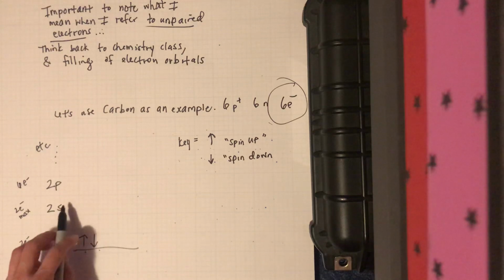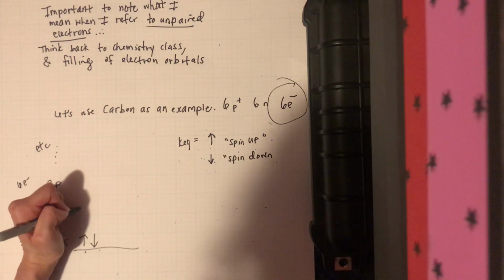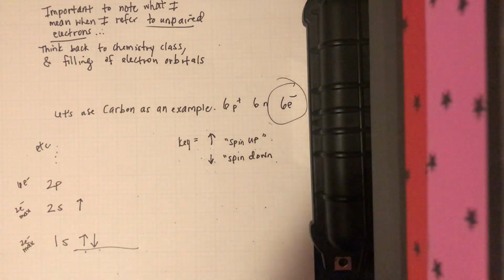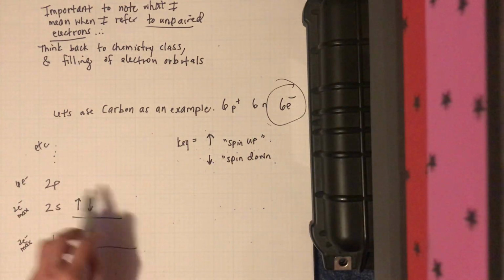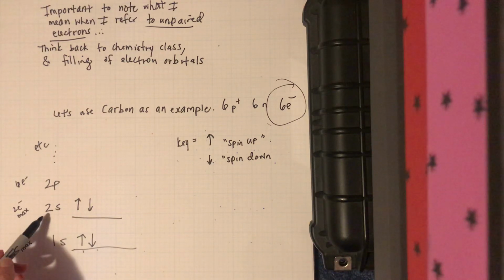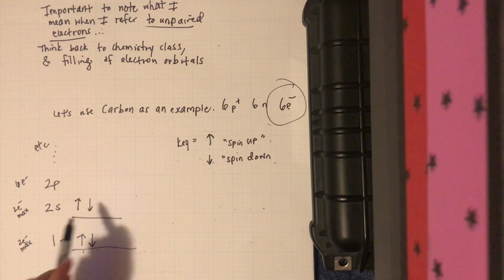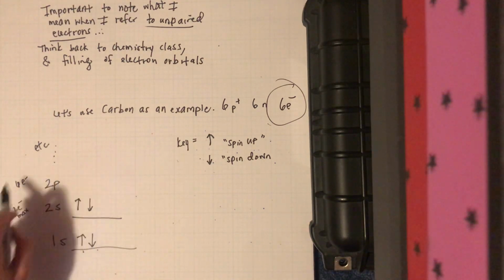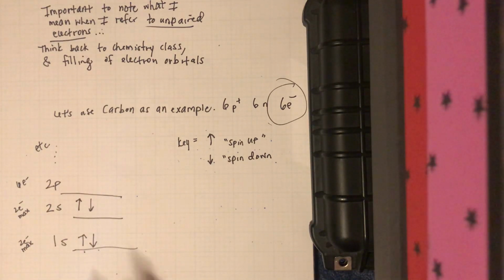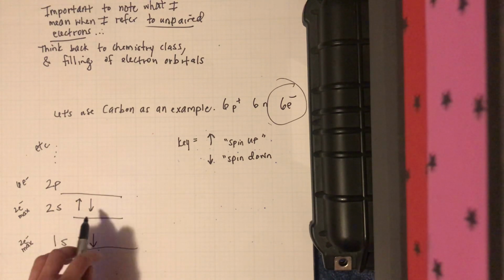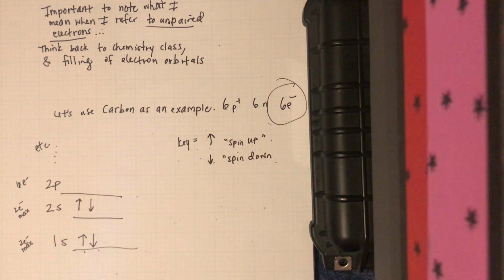Well, in our next energy level, we can put 2. So we're going to have 1 with spin up and 1 with spin down. And now that energy level, the 2s orbital, is full. But we can still fit 6 more electrons in our 2p. However, we don't have 6 electrons left. We've already exhausted 4 of them out of our 6. So we only have 2 left.